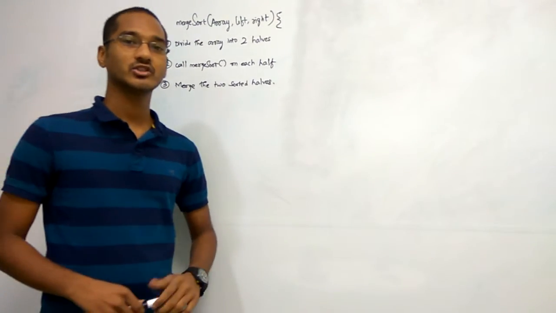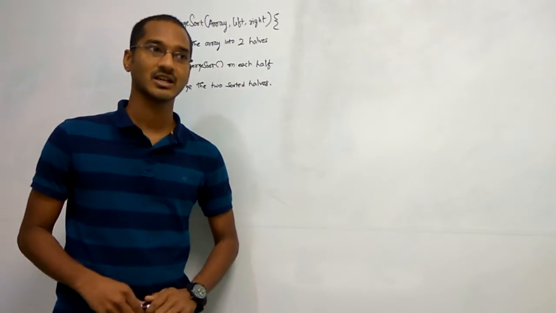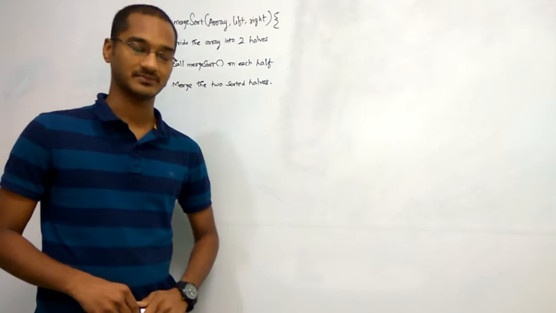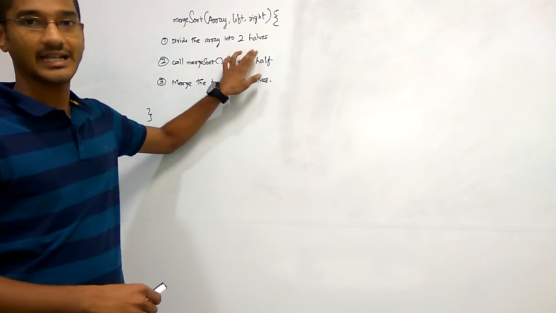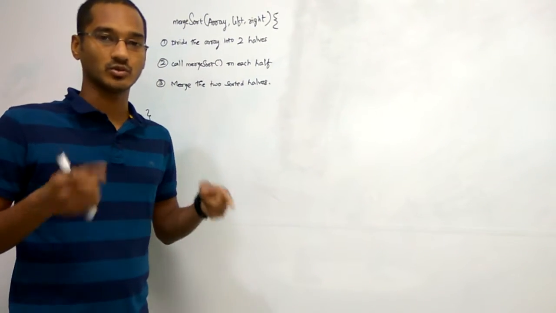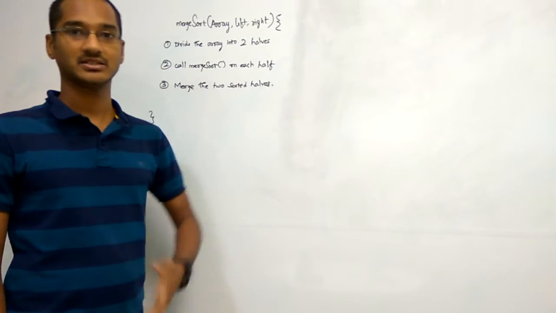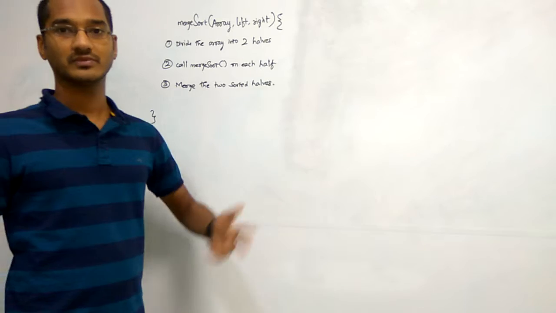Just to give you a recap of the merge sort algorithm, merge sort is a divide and conquer based approach and it distinctively consists of 3 steps. The first step is dividing the array into 2 equal halves. The second step is calling the merge sort on each of the 2 halves recursively. And the third step is to merge the 2 sorted halves returned by step 2. Let's see how much time each of these steps take.